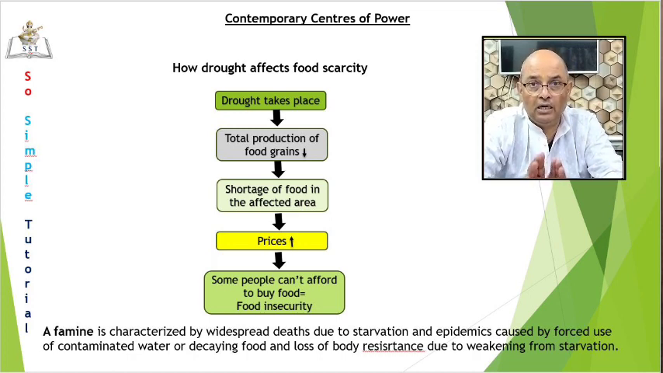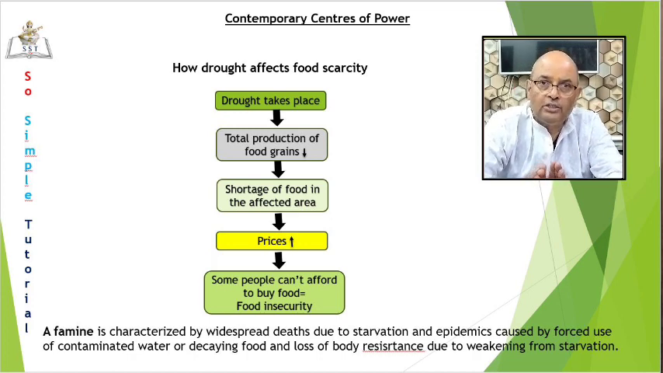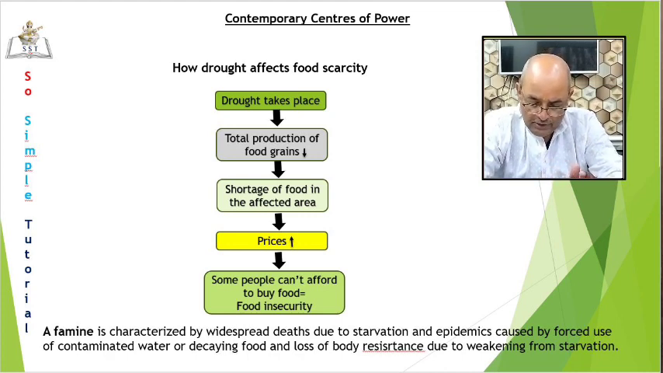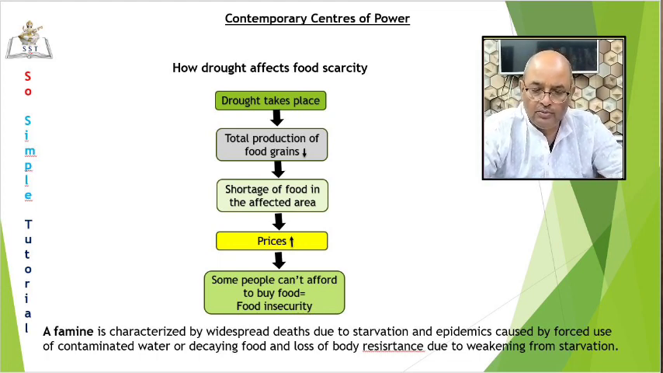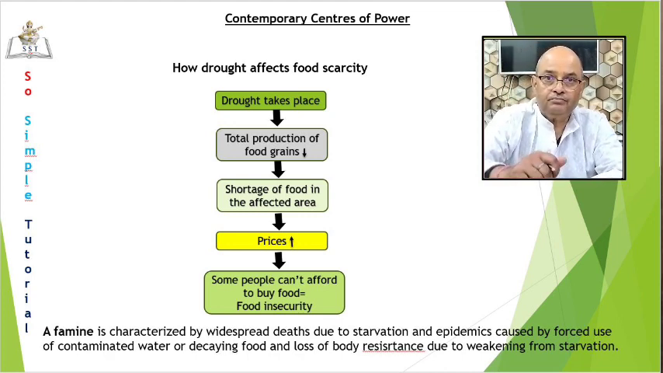What is famine? Akal. Look at the book. A famine is characterized by widespread deaths due to starvation and epidemics caused by forced use of contaminated water or decaying food and loss of body resistance due to weakening from starvation.